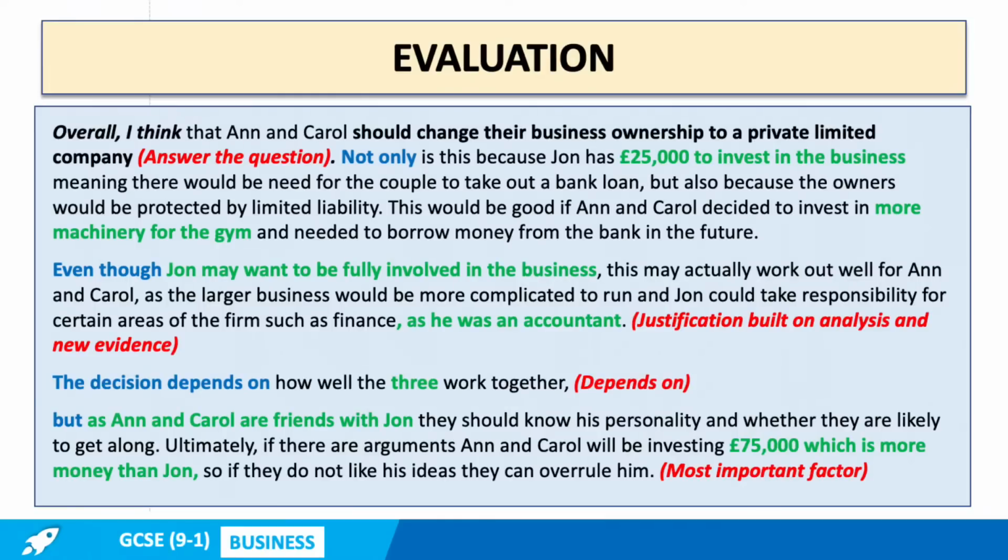Now, we had a disadvantage of getting John into the business as a private limited company. So I'm just going to reduce the argument down now. Even though John may want to be fully involved in the business, this may actually work out well for Anne and Carol, as the larger business would be more complicated to run, and John could take responsibility for certain areas of the firm, such as finance, as he was an accountant. So that's fully justified there. That's what you need to do. Embed your answer and your conclusion in the case study.